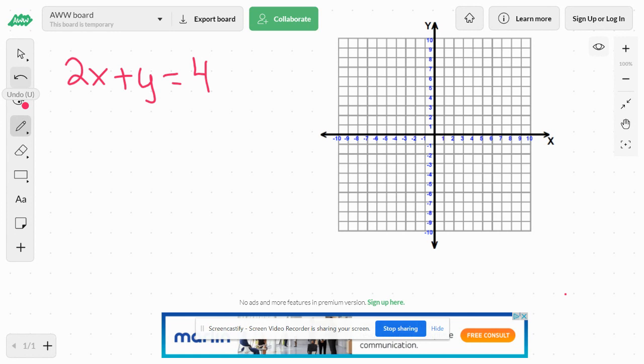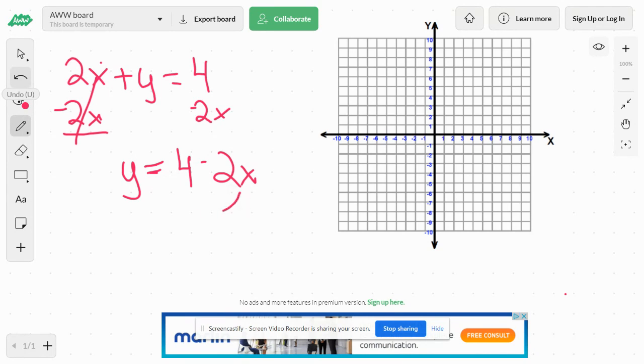So in order to get y by itself, I can subtract 2x on both sides, which would leave me with y equals 4 minus 2x. Now, that is basically slope-intercept form, but normally we would switch these around, and then we would have y equals negative 2x plus 4. Now that's slope-intercept form. Y is by itself. Y equals mx plus b, m would be negative 2, and b would be 4.